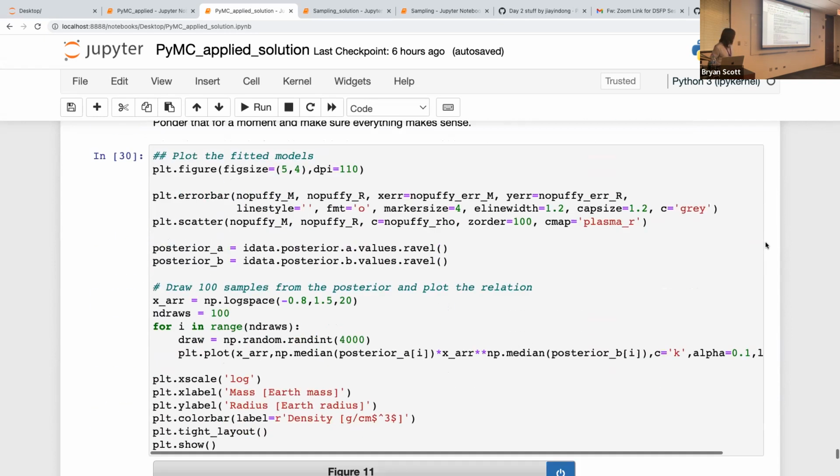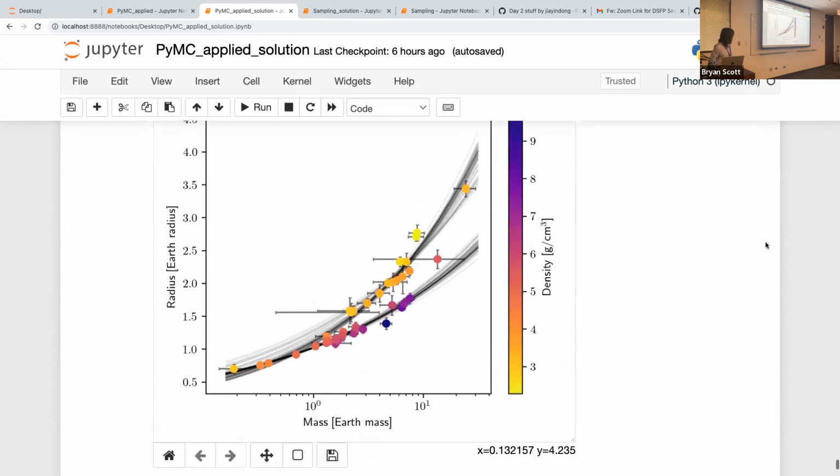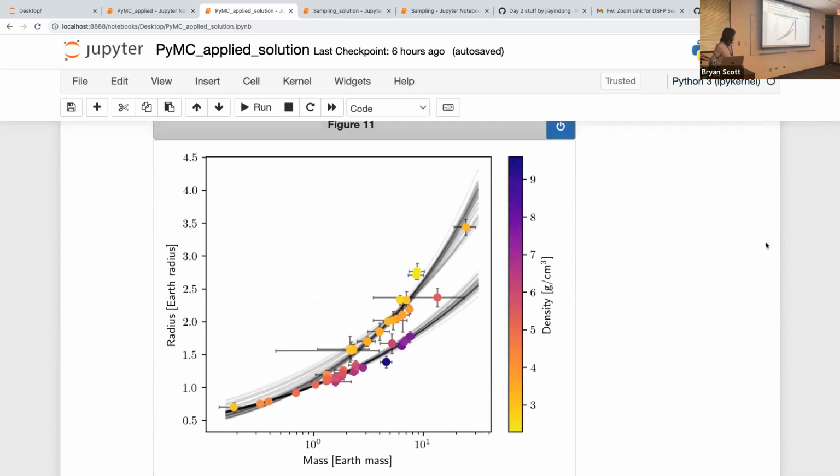So that's it, and you can plot this here. Those are the mass-radius relations for rocky worlds and water worlds for planets around M dwarfs. That's how you reproduce the result from the science paper.